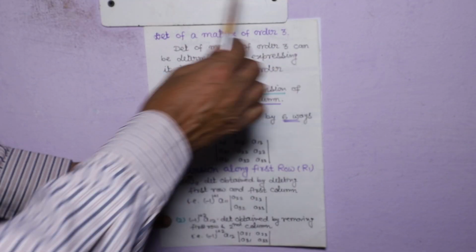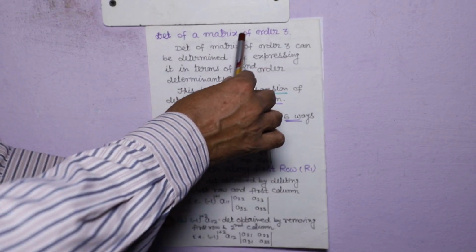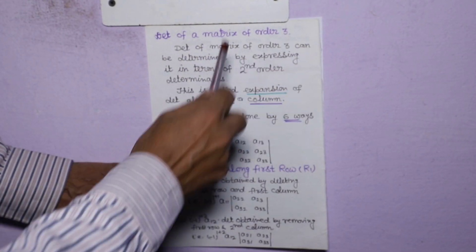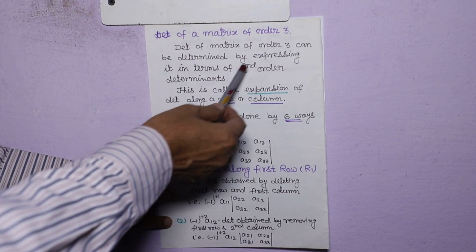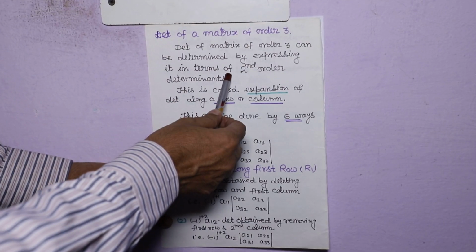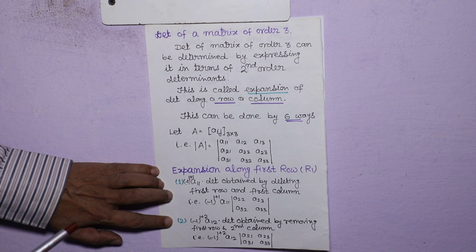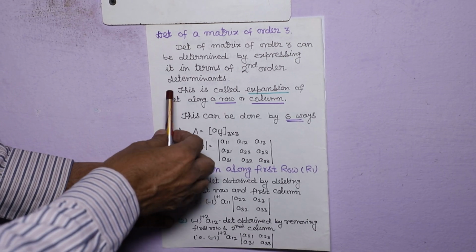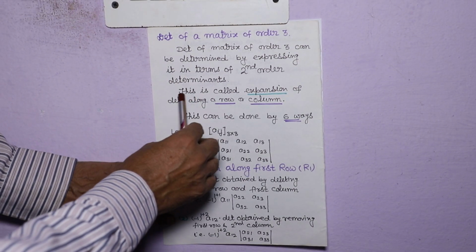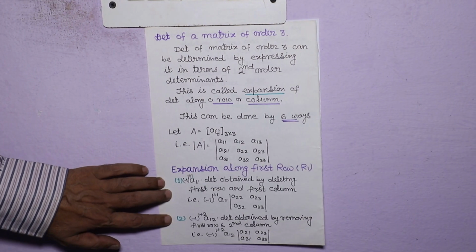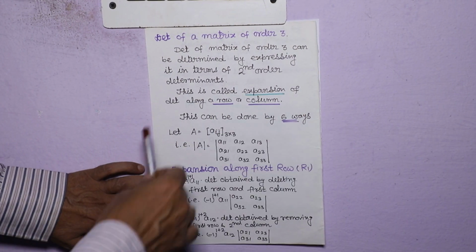Determinant of a matrix of order 3 can be determined by expressing it in terms of second order determinants. Always a second order determinant is used to solve any matrix, any determinant. This is called expansion of a determinant along a row or column.